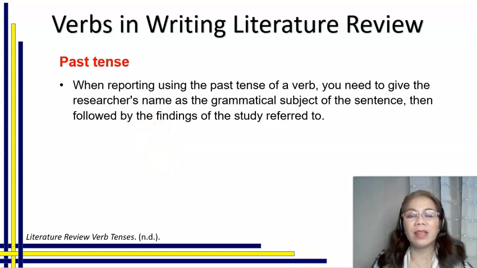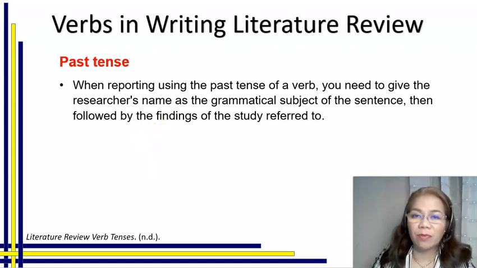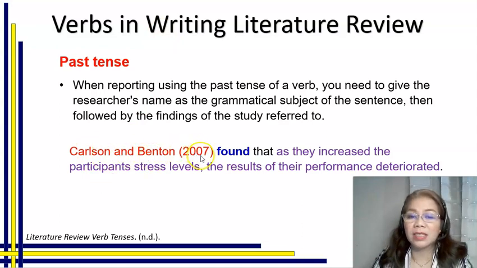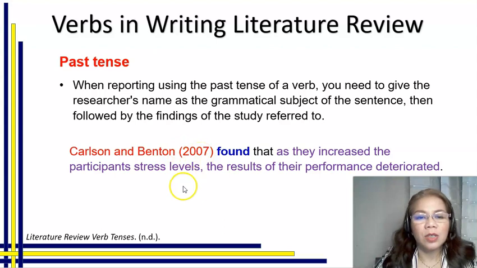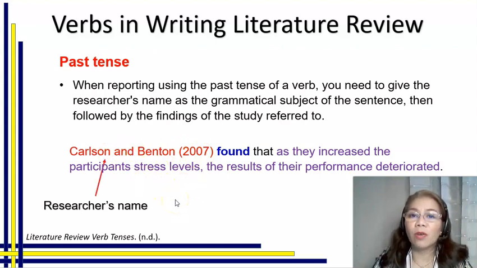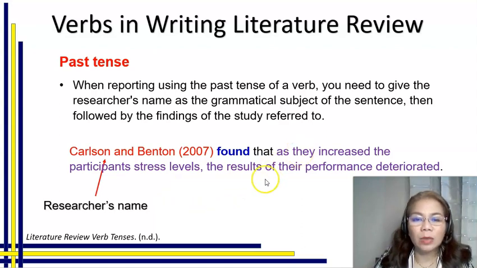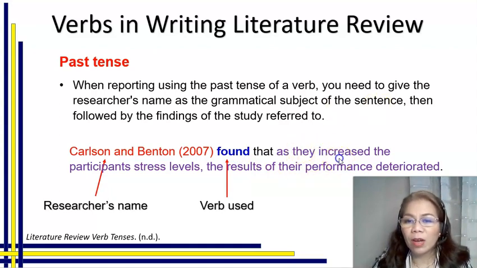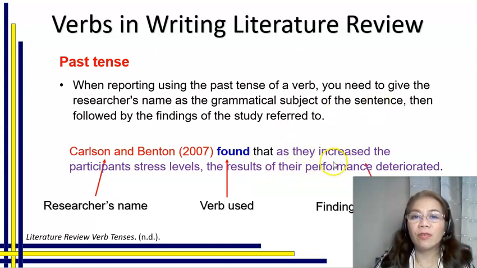Now, when you write in past tense, use the researcher's name as the grammatical subject of the sentence, followed by the findings of the study that is being referred to. For example, the authors, or the researchers' names, are Carlson and Benton. Of course, don't forget the date because this is APA style. So, the name of the researchers becomes the subject of your sentence. And then it will be followed by the verb, which is stated in the past tense. And then it will also be followed by the findings of the research.